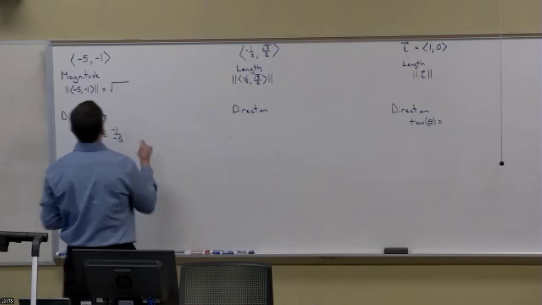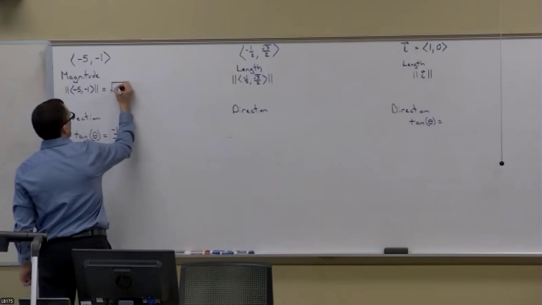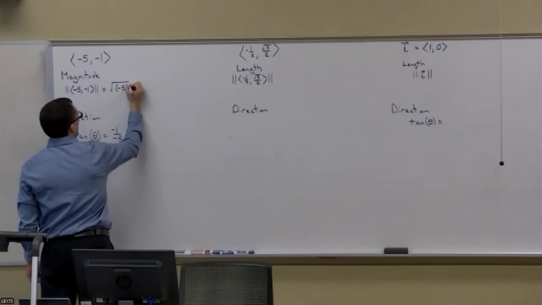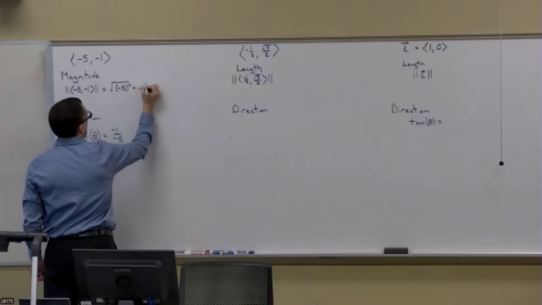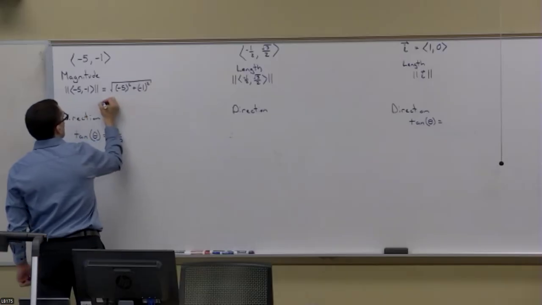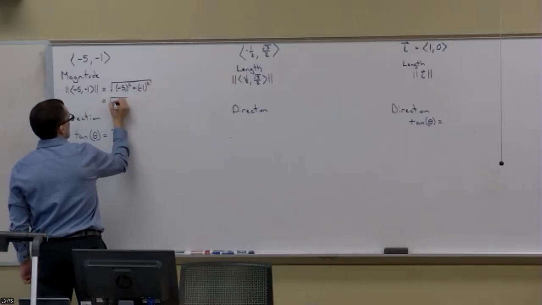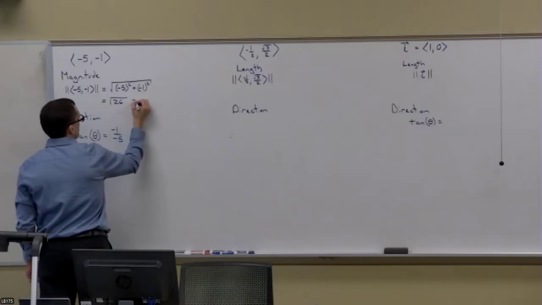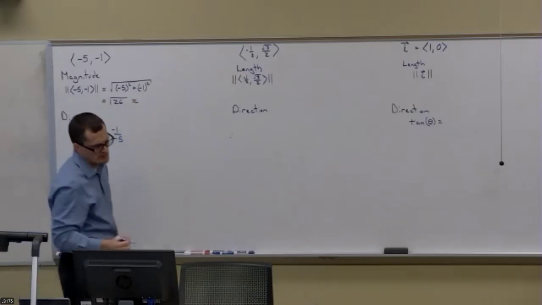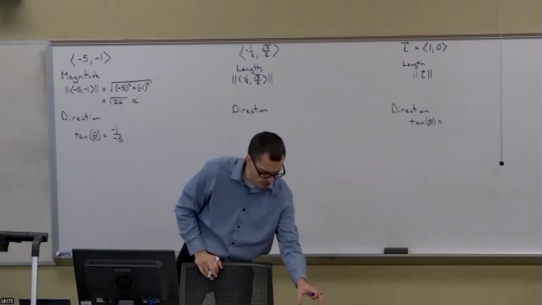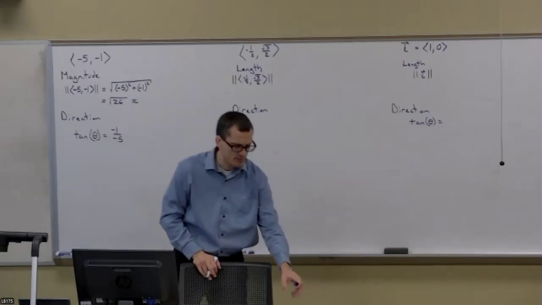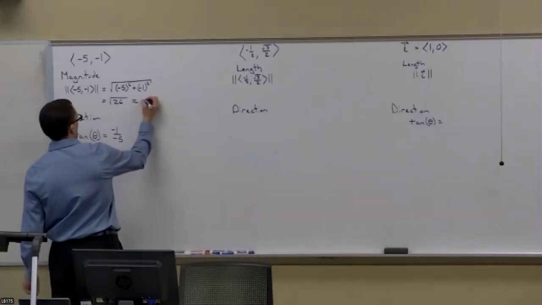All right, so let's take a look at this. Each of these, we're going to take -5 squared plus -1 squared all under the square root, which is the square root of 26 when I calculate that out, which is about 5.099, or 5.10 if I round it to 2 decimal places.